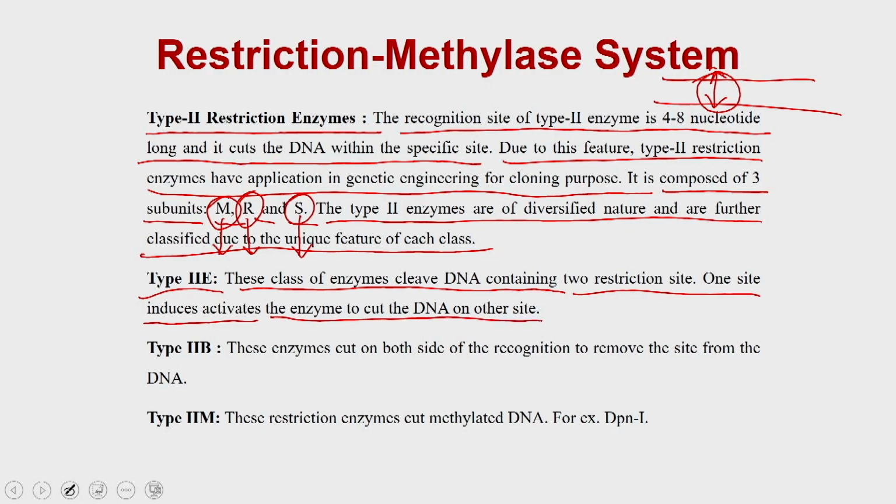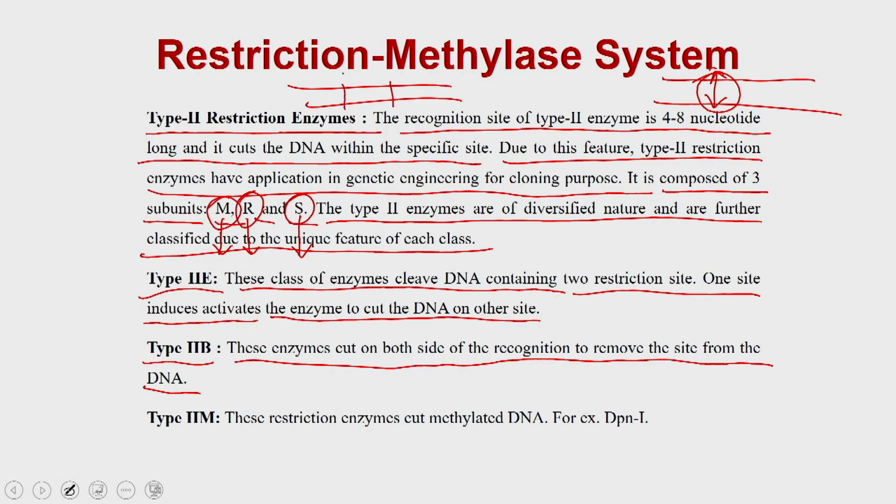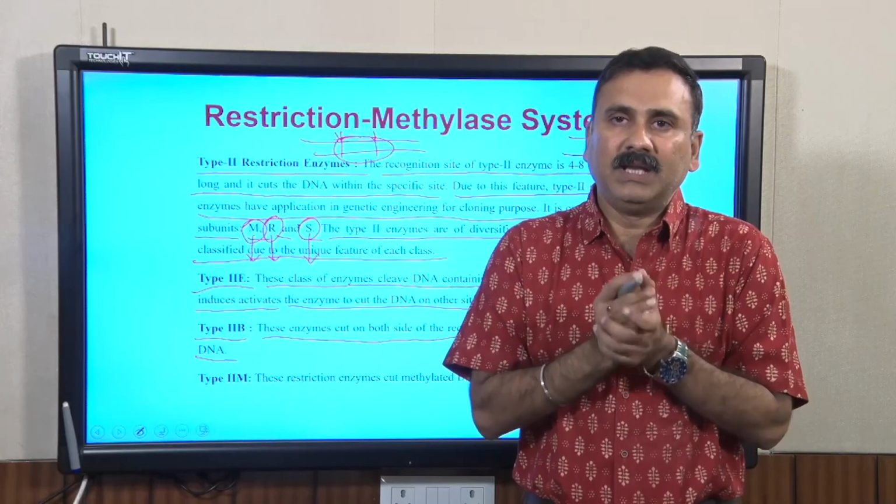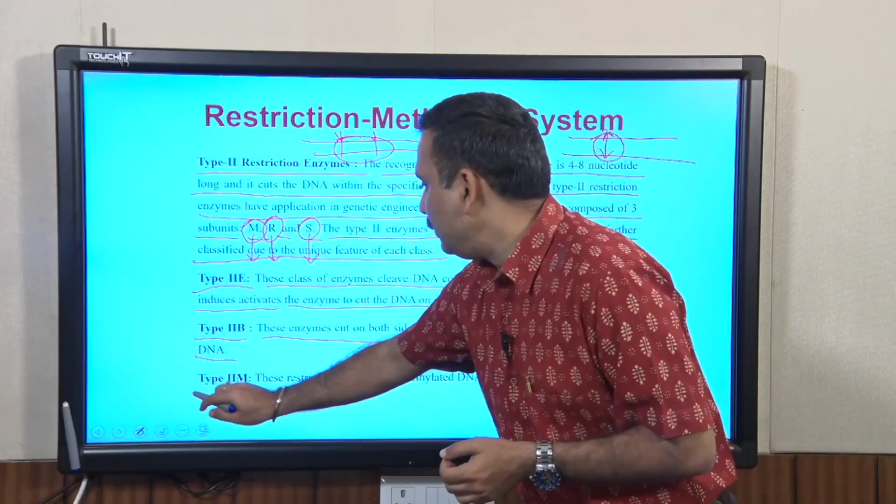Similarly, you have the type 2B, and these enzymes cut on both sides of the recognition site to remove the recognition site from the DNA, which means that if you have a restriction site like this, it cuts on both sides, and that is how it removes that fragment of the particular DNA. Third is the type 2M.